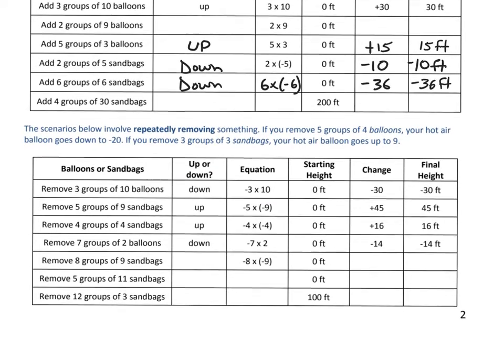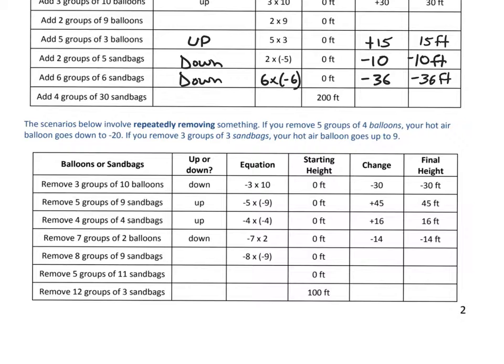These scenarios involve repeatedly removing something, so it's a little different. You can also remove things, and with remove you should be thinking negative. If you remove 5 groups of 4 balloons, your hot air balloon goes down negative 20. So if you remove 5 groups of 4 balloons, you're removing, so you're minus 5 groups of 4. That would take you down to negative 20. So let's do some of these together. Let's walk through one here.